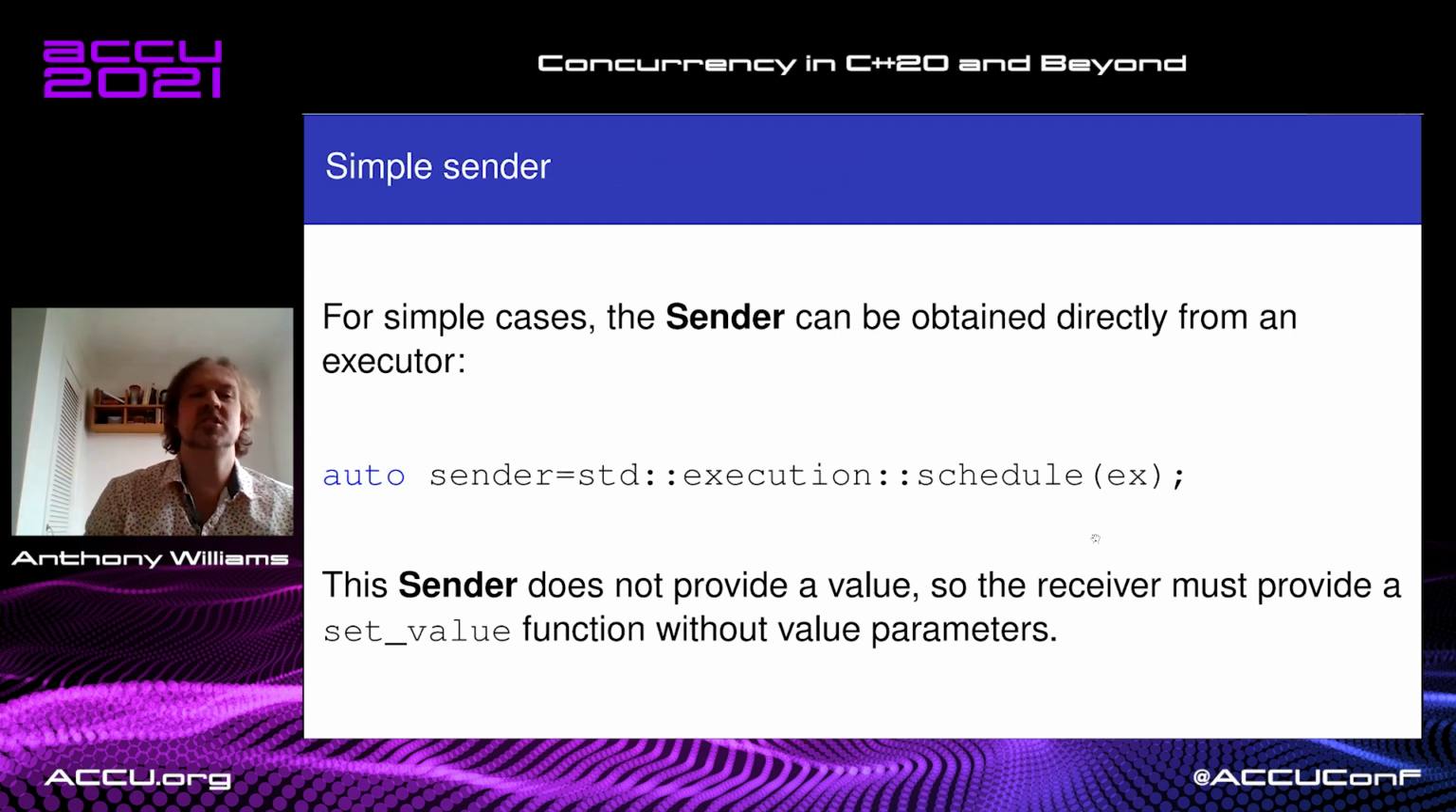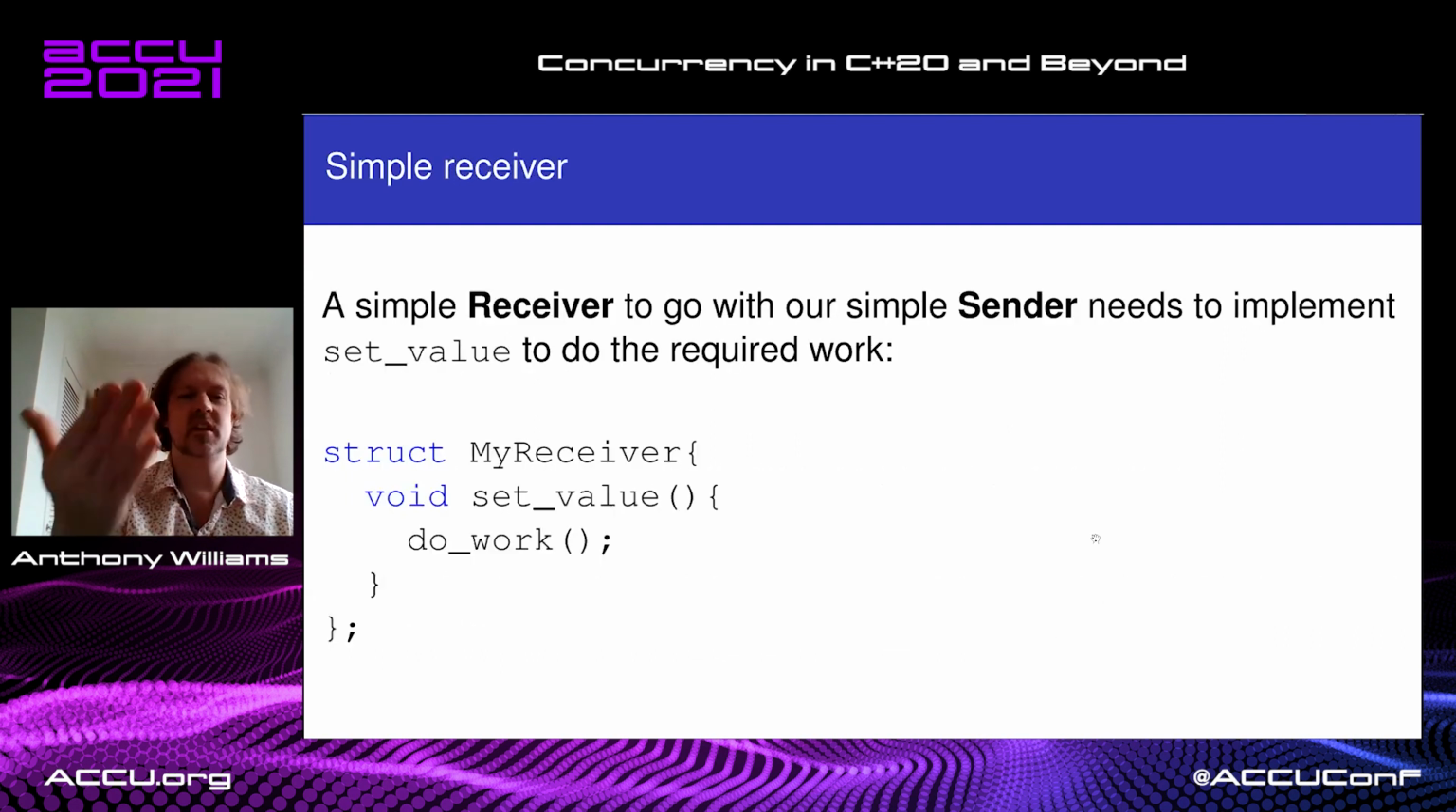If you've got a really simple case, you can just wrap your executor into a sender directly by calling schedule, and that gives you a sender that encapsulates this executor with no work. And so the receiver won't have any parameters when set value is called. Our simple receiver has a set value that takes no parameters, and this is where we do our actual work. So this is like just calling execute on my work: we create a sender with schedule, then we create a receiver that does the work and tie them together.